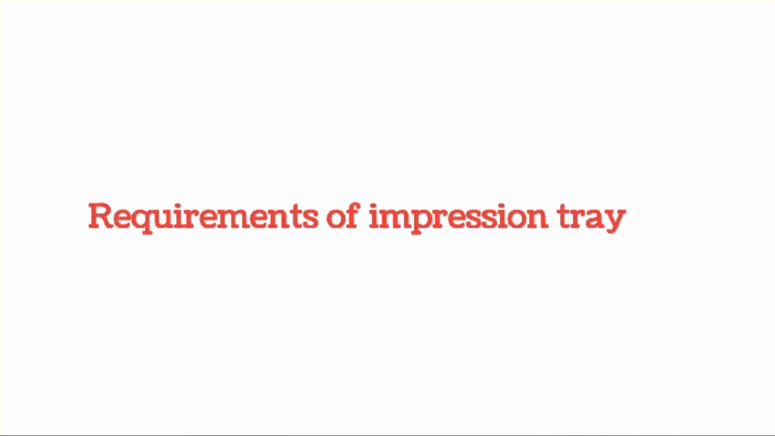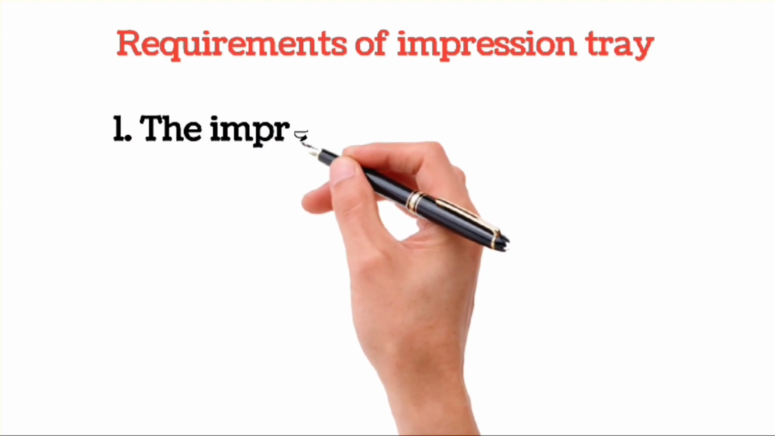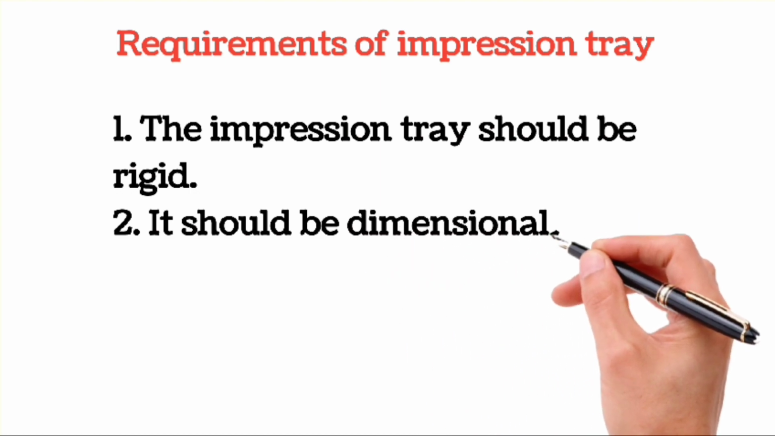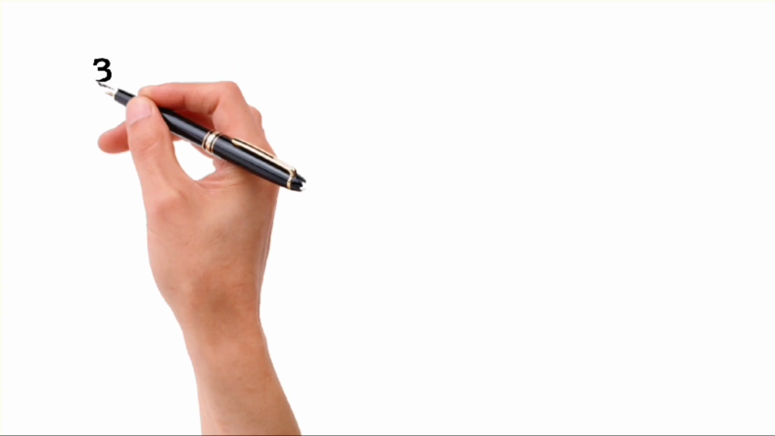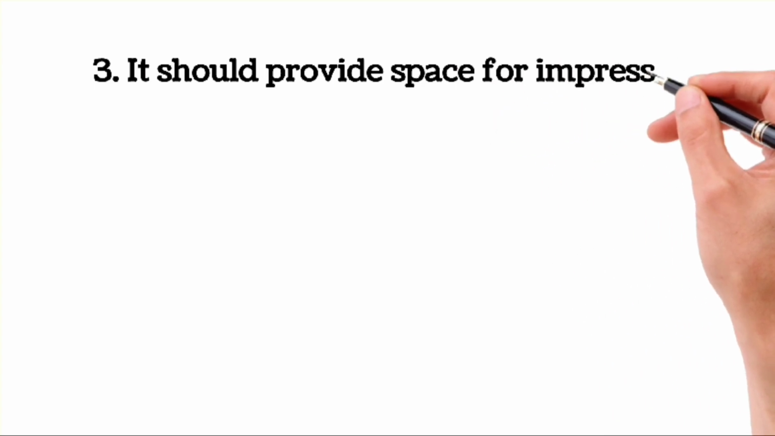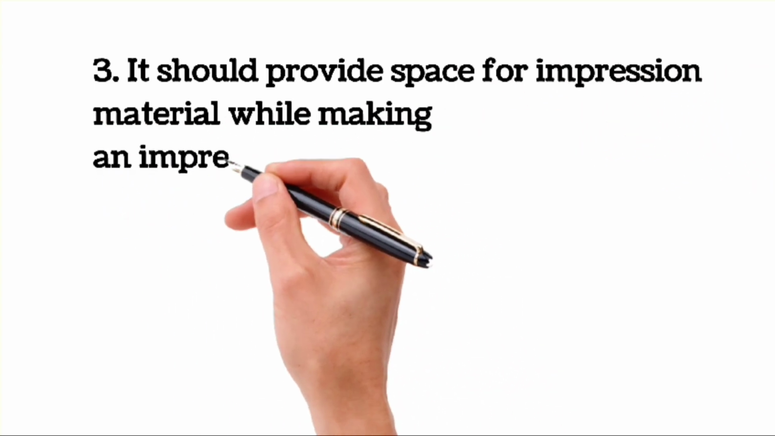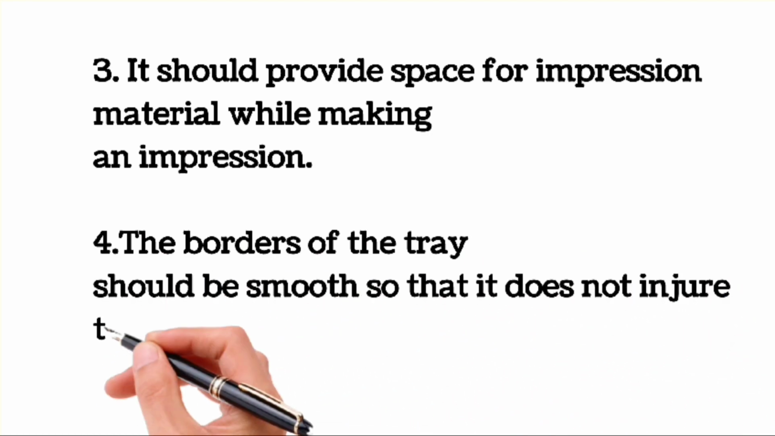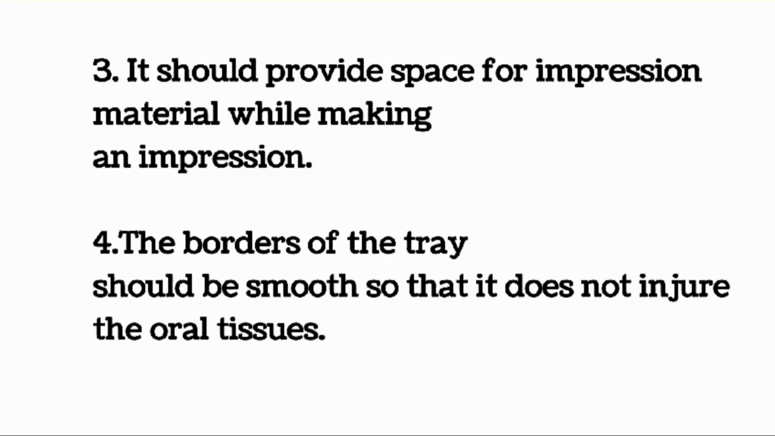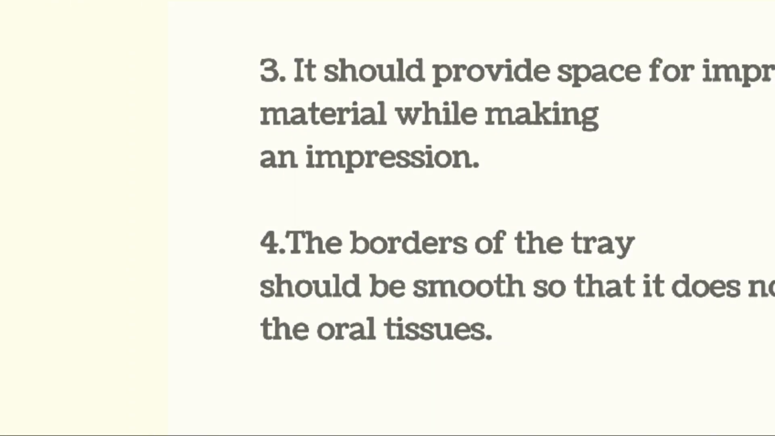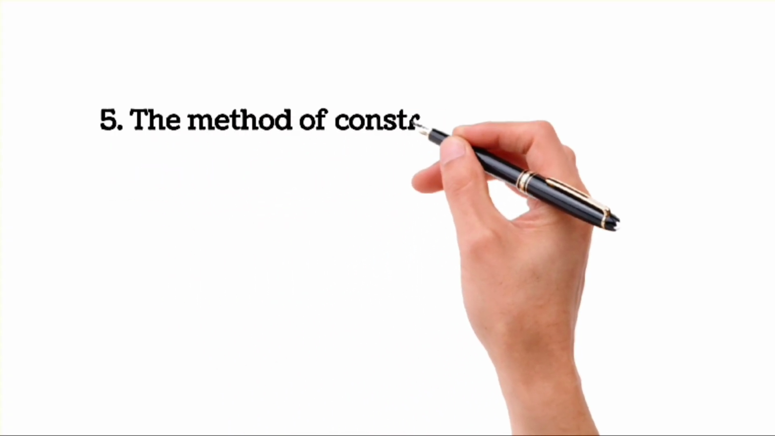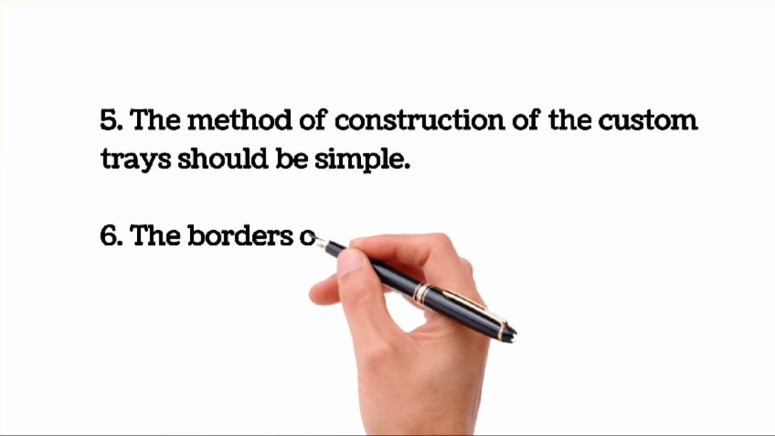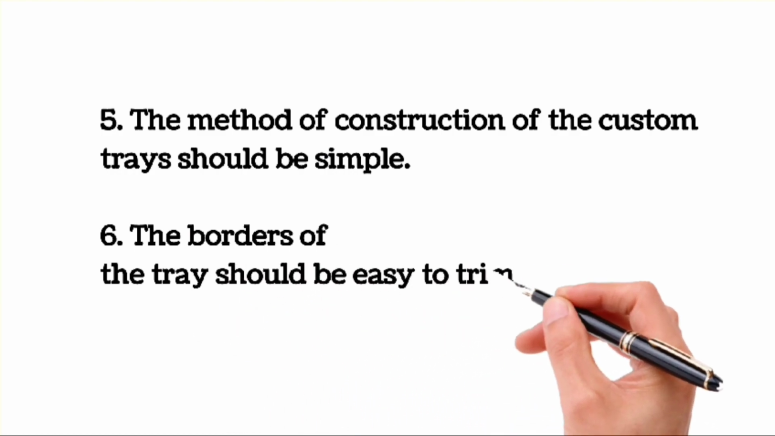Requirements of an impression tray. 1. The impression tray should be rigid. 2. It should be dimensionally stable. 3. It should provide space for impression material while making an impression. 4. The borders of the tray should be smooth so that it does not injure the oral tissues. 5. The method of construction of the custom trays should be simple. 6. The borders of the tray should be easy to trim.